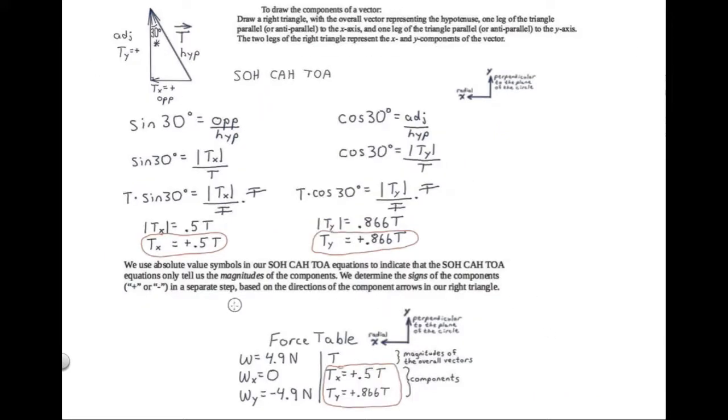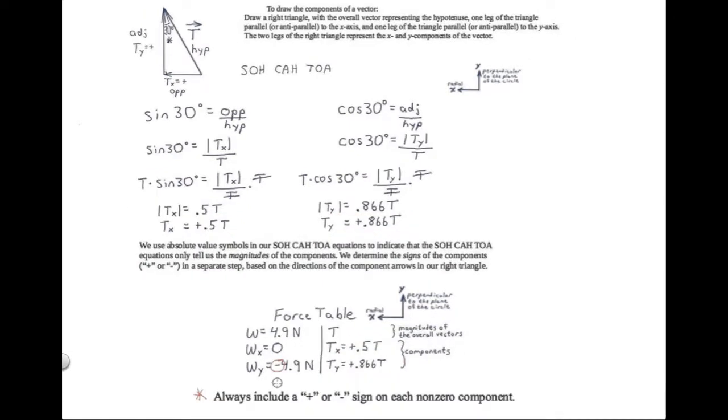Now that we've determined how we're going to represent T sub x and T sub y, we need to substitute those results into the correct position in our force table, as I've shown here. Remember that it is crucial to include this negative sign in front of W sub y. If we forget this negative sign, we're going to get the problem wrong. So I suggest that you should always include a plus sign in front of every positive component, because that will help you to notice when you need a negative sign in front of a negative component.